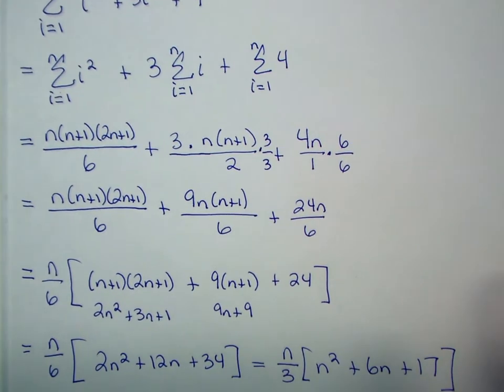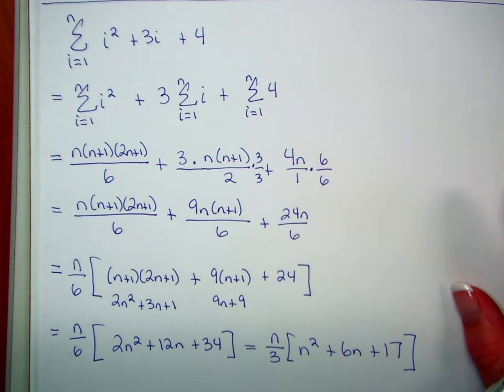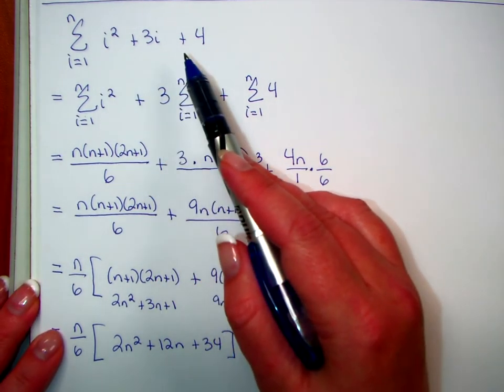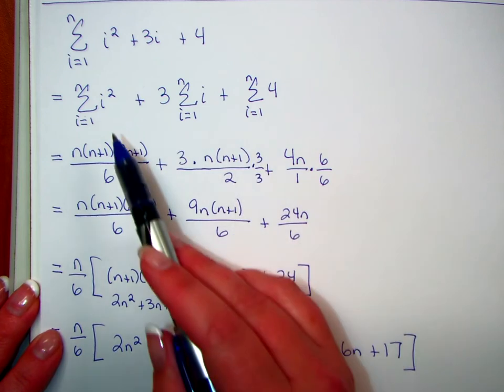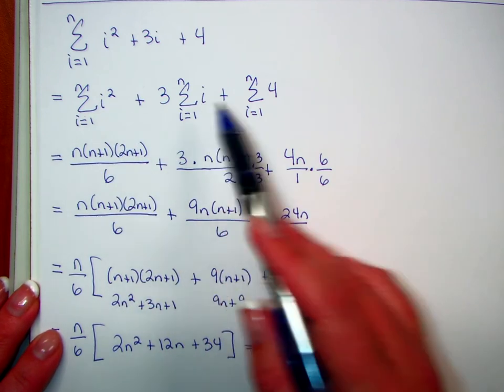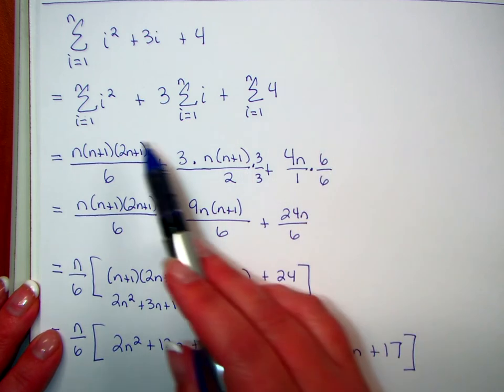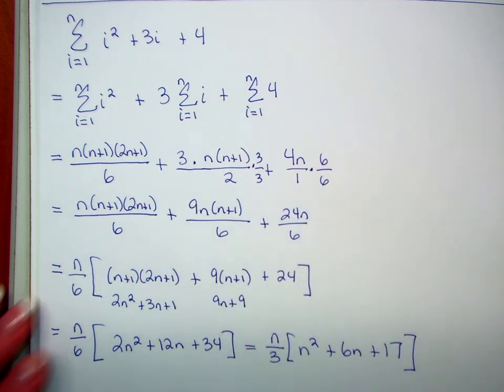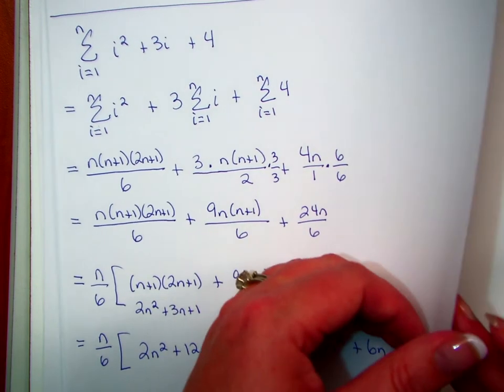So just to recap, we started with this sum, i squared plus 3i plus 4. We split it up so that we can use our known sums. We have a sum for i squared, we have a sum for i, we have a sum for a constant, and we just plugged in those formulas. And then from there, it's just some algebraic simplification. All right? Let's try another.